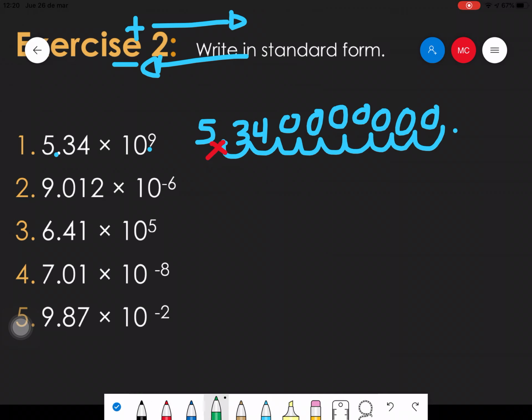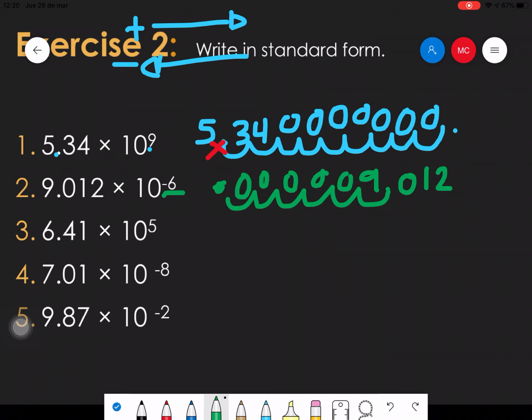The number will be 9.012. And I'm going to move 6 spaces to the left. So 1, 2, 3, 4, 5, 6. And you are done. The decimal point is now here, and you fill with zeros. And that will be it.